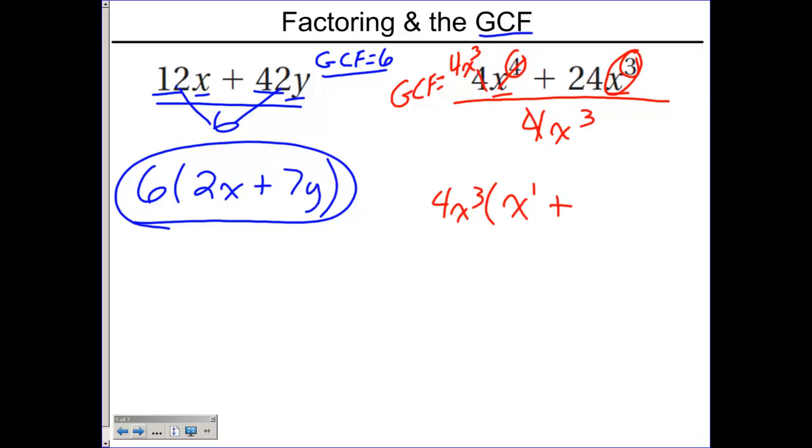Bring down the plus sign. Then 24 divided by 4 is going to give us 6. Then x to the third divided by x to the third is going to give us 1. 1 times 6 is just 6, so I end up with just x plus 6. So my factored form is 4x cubed times x to the first plus 6.